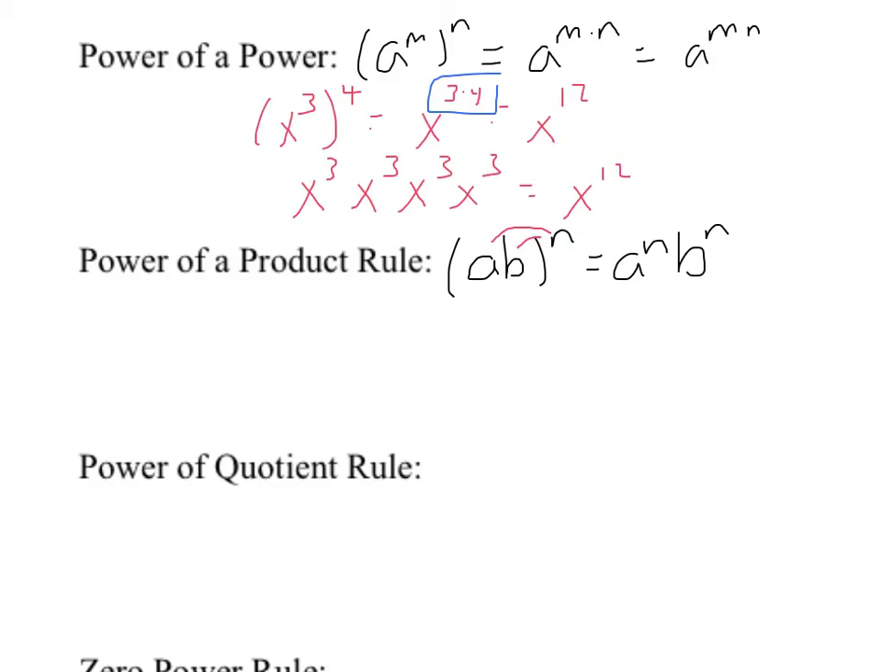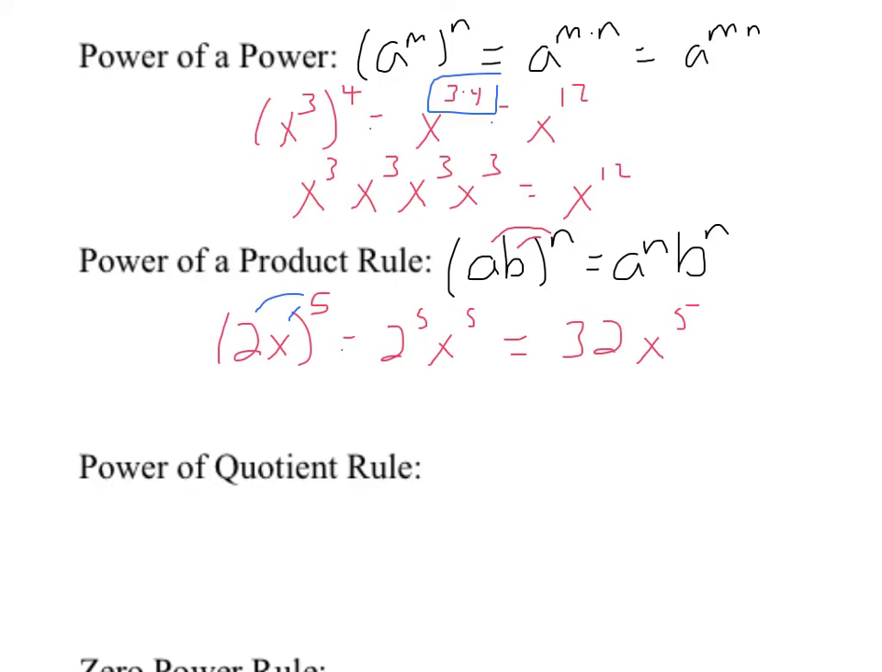An example for that would be (2x) to the fifth power. We would distribute, which would give us 2 to the fifth, x to the fifth. 2 to the fifth can be calculated, which would give you 32x to the fifth. So again, distributing it among the terms inside the parentheses.